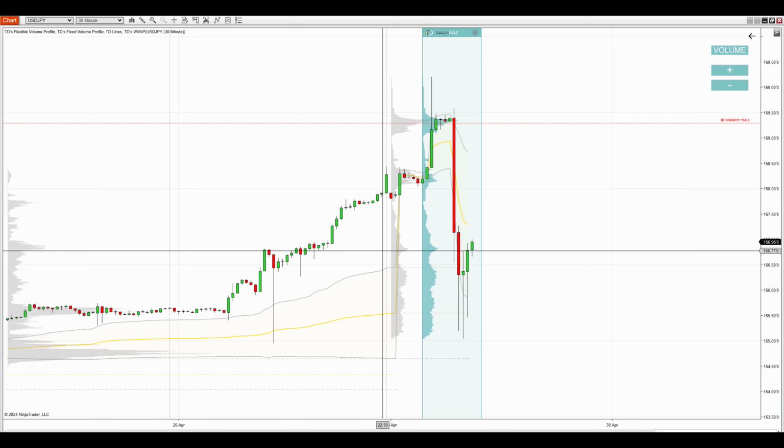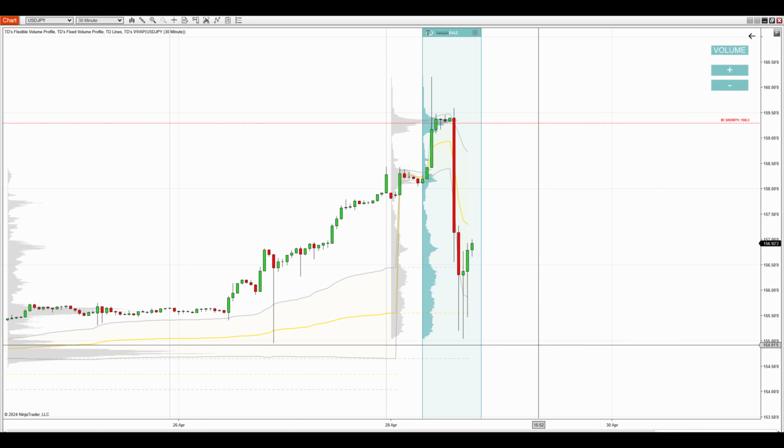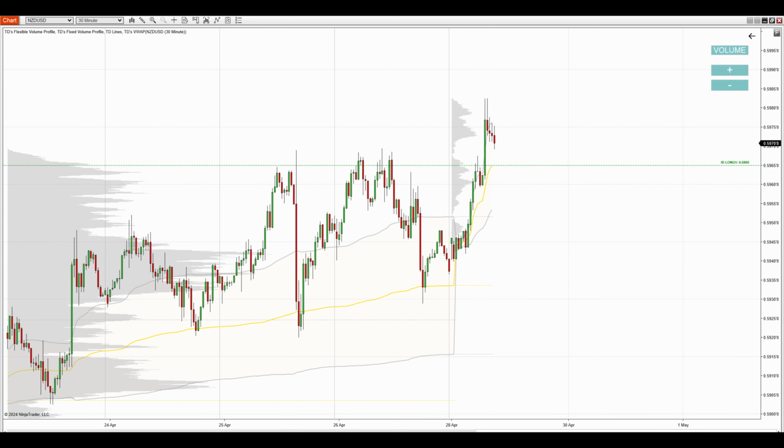The next trading idea is on the New Zealand dollar, US dollar. Now, before you, this is a 30-minute chart of the New Zealand dollar, US dollar, and I have a support here, which formed quite recently, and it is at 0.5965.